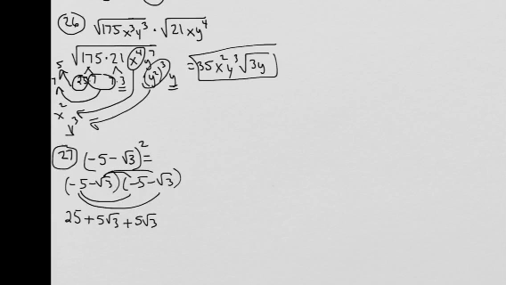And then this one, negative radical 3 times negative radical 3 is positive radical 9. But radical 9, or square root of 9, is 3. So this one could be replaced with a 3. So then you have 25 plus 3 is 28. And then here I have two like radicals, so 5 and 5 is 10. And so there's your final answer.